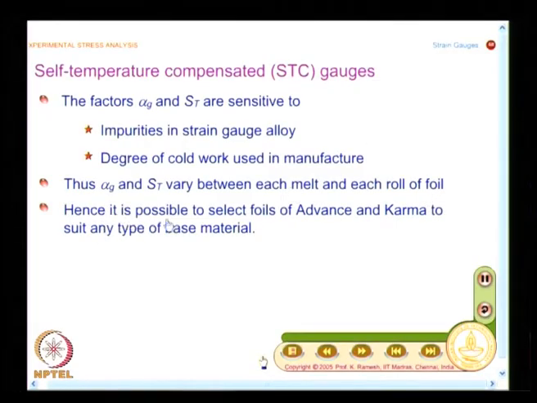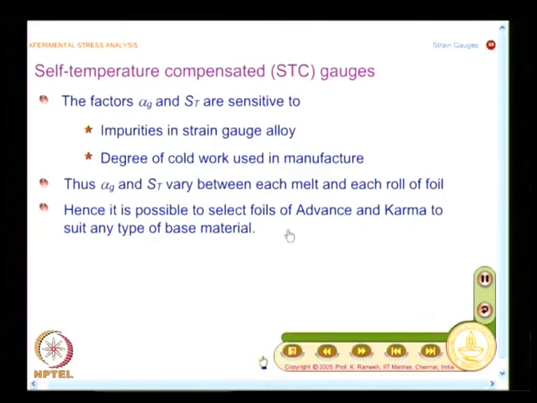So, in essence it is possible to select foils of advance and karma to suit any type of base material. We have excluded isoelastic. We have seen isoelastic is hypersensitive to temperature change. So, you do not even talk of self temperature compensated gauges made of isoelastic alloy. You talk only when you use the advance or karma alloy, and there also we saw a subtle difference. Karma alloy comes for larger temperature change, whereas in the case of advance alloy, the temperature limit is slightly less than what you can do in karma alloy. So, when you are going for self temperature compensated gauges, you look from the metallurgy point of view at what is the property of each melt and each roll of foil.